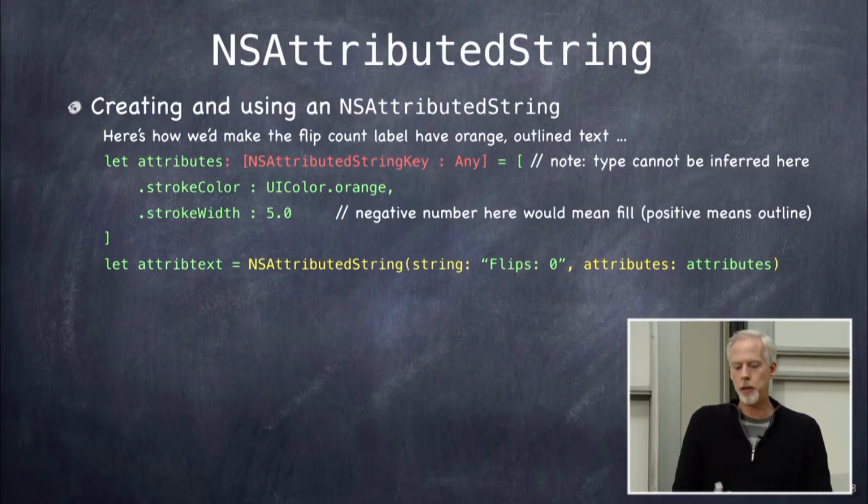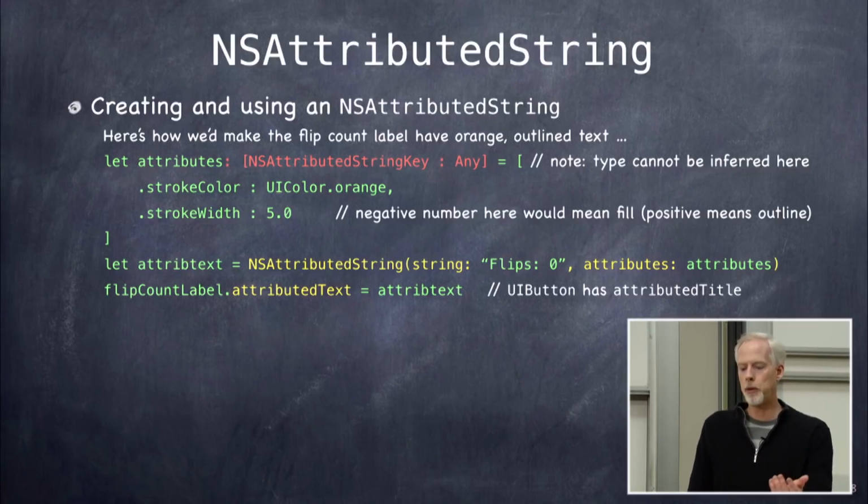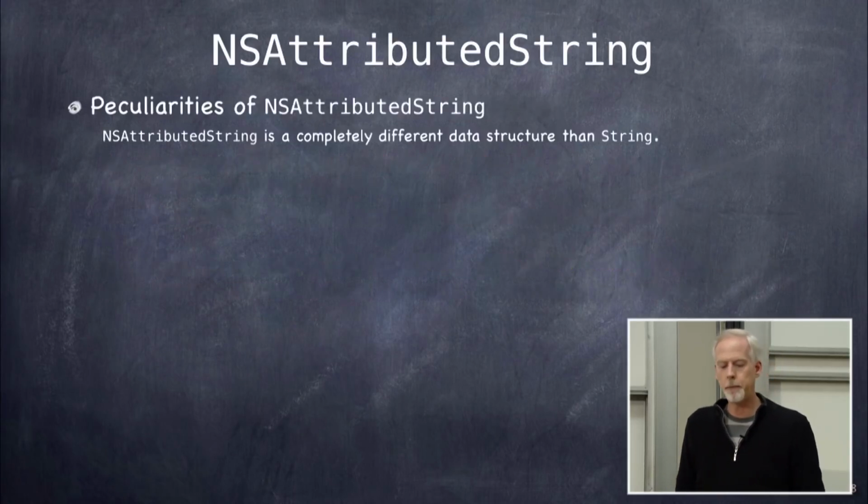Okay, so that creates an attributed string. Then I can take that attributed string and put it on my flip count label, right? Now my flip count table. So this particular one, since I'm using a positive stroke width, this would be outline text on my flip count. So we're going to do a demo and see what that looks like in a second here.